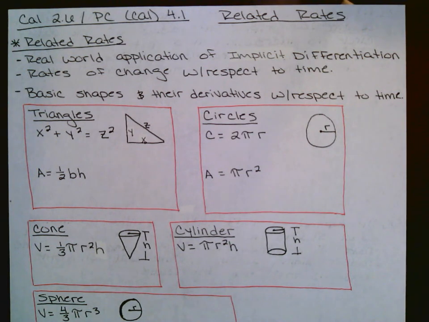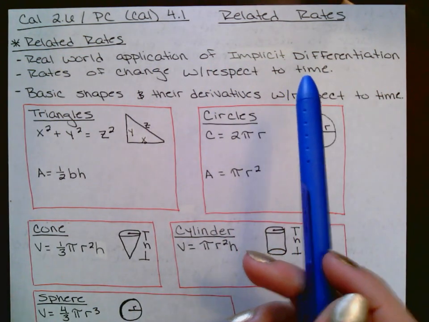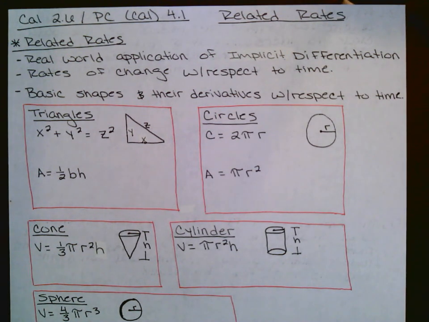So if you haven't watched the lesson on implicit, make sure you do so. This is where we start to see real world applications of implicit and how it works. We talked about the balloon inflating and how as time passes, the radius will start to change at one rate and then diameter will change at a different rate, and so will the circumference of the balloon, and so will the surface area and the volume.